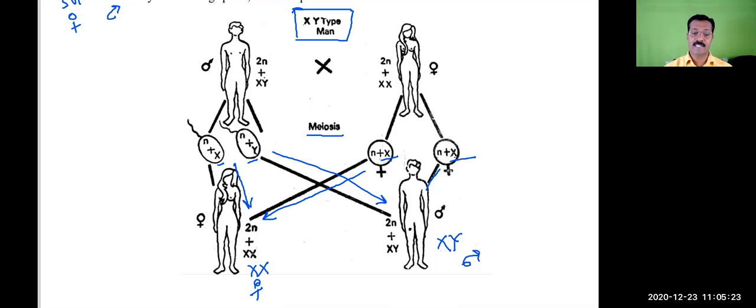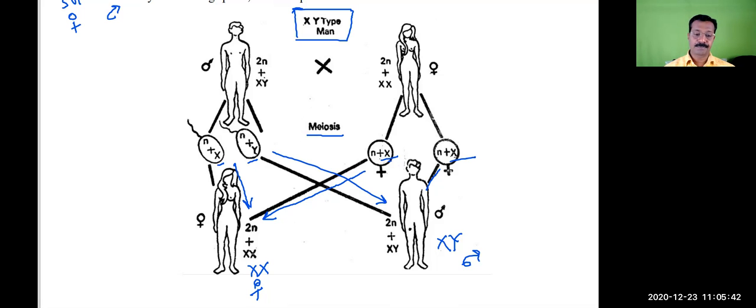So in this case, in heterogametic males, hetero means different, and in case of male, gametes are different, and they are of two types, X0 and XY. Such types of cases are found.